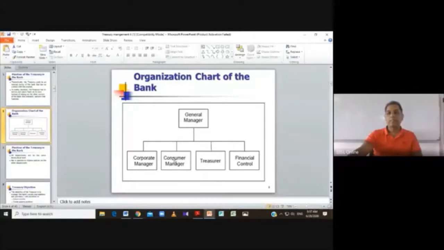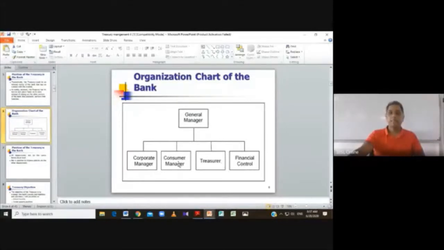Consumer manager would be the retail banking arm. They are in charge of personal financial services, retail banking, so branches, credit cards, anything to do with retail personal clients. Financial controller is basically the CFO of the bank, who looks over the bank's balance sheet, and has direct oversight of the numbers that the bank is churning out.